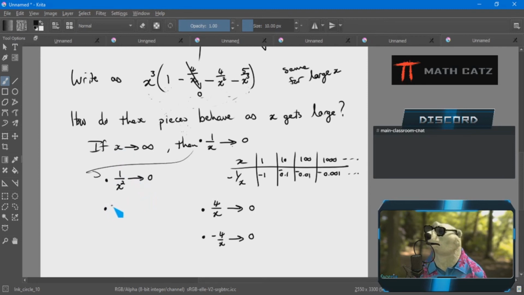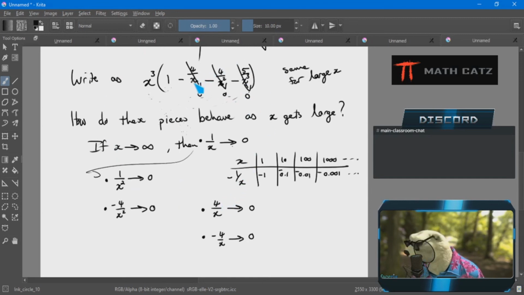Does it matter if I have a negative 4 in front of it? I see no one's answering my questions anymore. All right. Maybe because it's obvious. It does not. They're all going to shrink down to 0. Same for more x's in the denominator. It all shrinks down to 0.